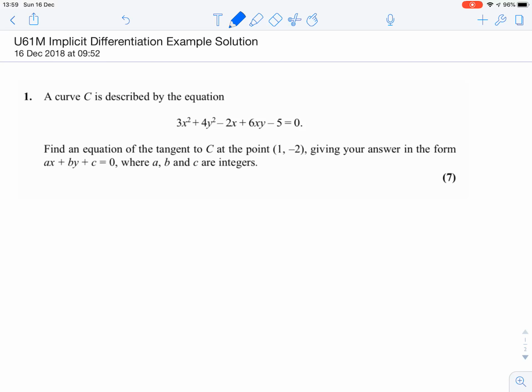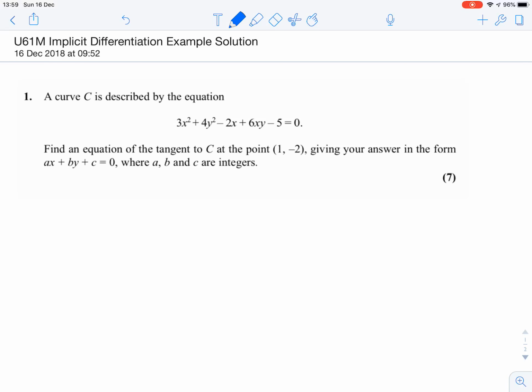A curve C is described by the equation 3x squared plus 4y squared minus 2x plus 6xy minus 5 equals 0. Find an equation of the tangent to C at the point (1, -2), giving your answer in the form ax plus by plus c equals 0, where a, b and c are integers.